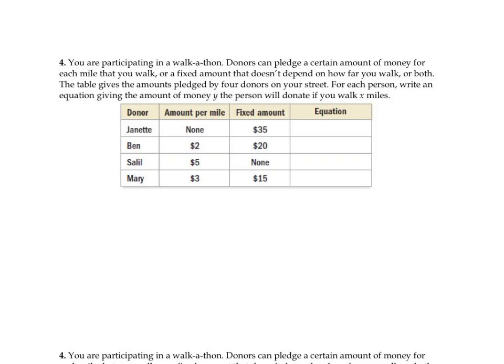Our y-intercept is also known as the initial value, and so the fixed amount is going to be our initial value. The amount that I'm paying for per mile is going to change depending on how many miles x that I'm walking. So that value is going to be representative of my slope. So my equation, I'm just going to use y equals mx plus b. And so for example, Ben's equation would be y equals 2x plus 20.